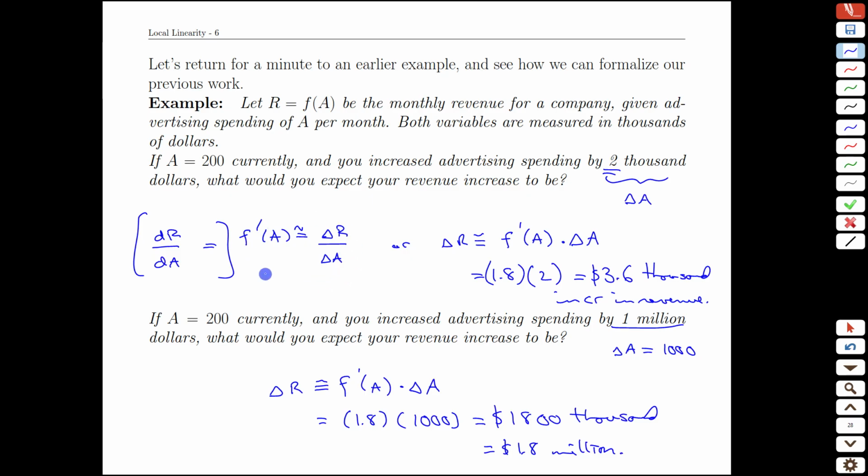So using this linearization idea and formula approach to it lets us do these kinds of intuitive calculations a little more explicitly using formulas that have some real underpinnings from the mathematics.